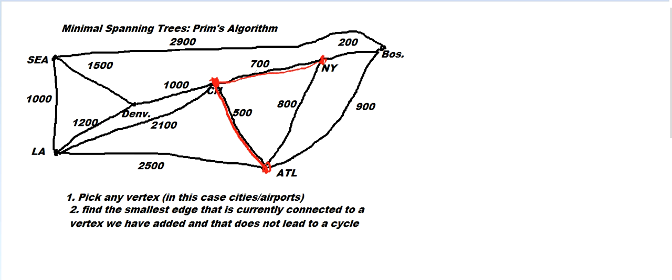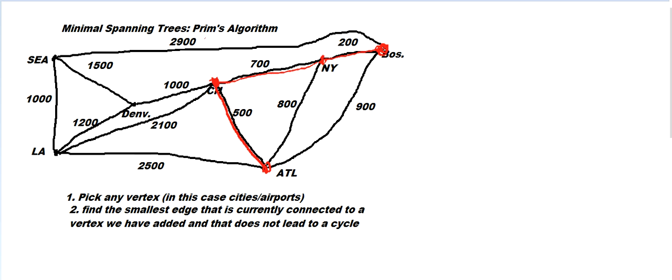Are there any more? We look at all the edges attached to any of these. We've got 200, New York to Boston, 1,000, 2,100, 2,500, 800. But notice, if we connect New York and ATL, that would give us a cycle. So we can't do that. Or we have 900 from ATL to Boston. Out of all of those, New York to Boston is the smallest. So we add that.